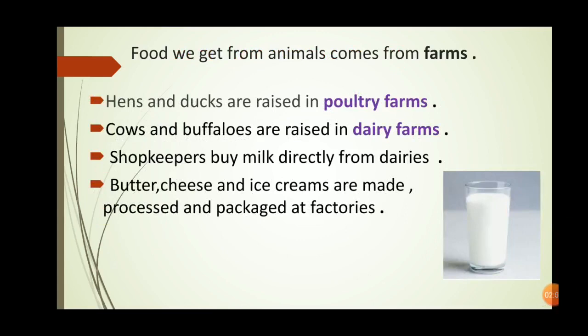Children, food we get from animals comes from farms. A farm means an area of land with fields and buildings that is used for growing crops and keeping animals. The farms in which hens and ducks are kept for eggs and meat are called poultry farms. Similarly, cows and buffaloes are kept in dairy farms for milk. Shopkeepers buy milk directly from the dairies, and we buy milk from shopkeepers, and other milk products are produced in factories with the help of milk.